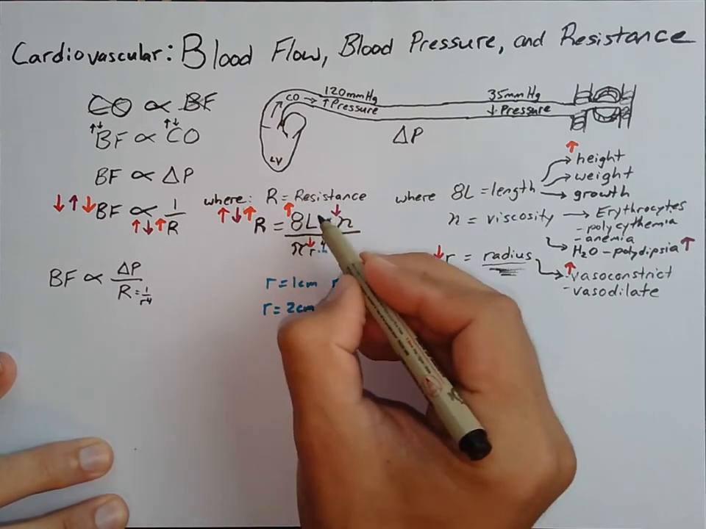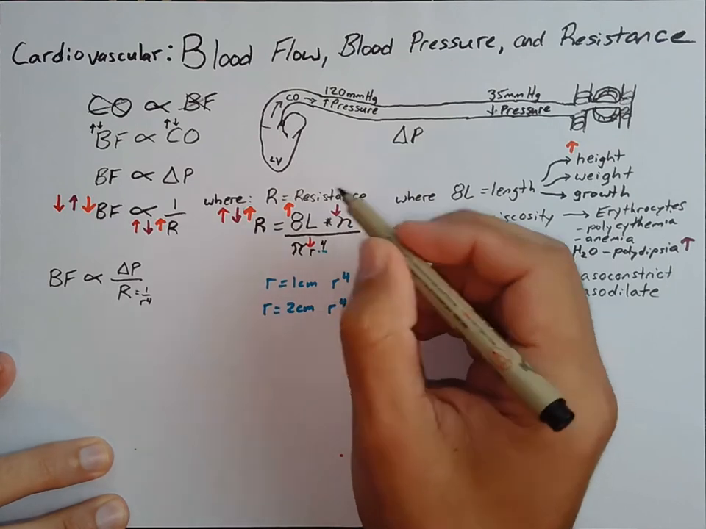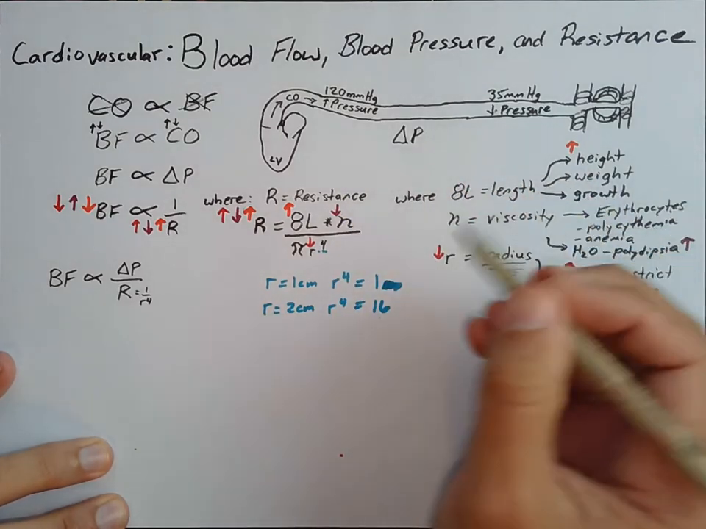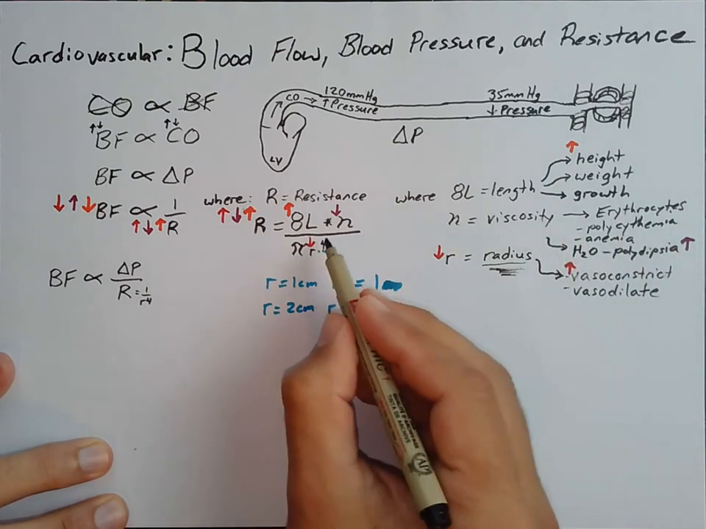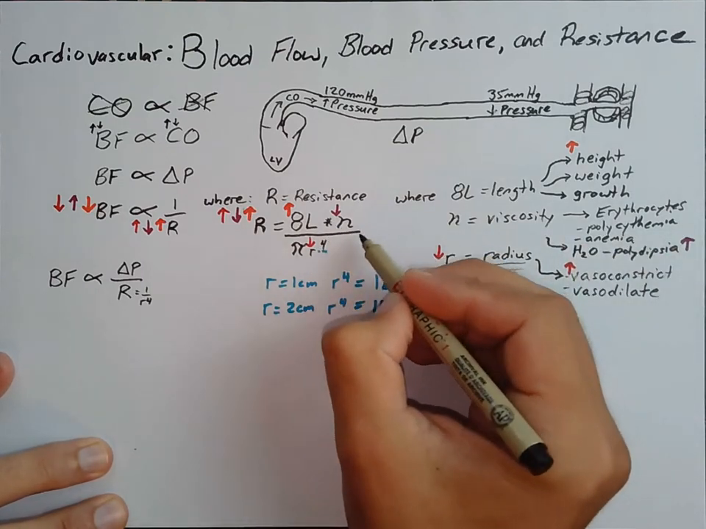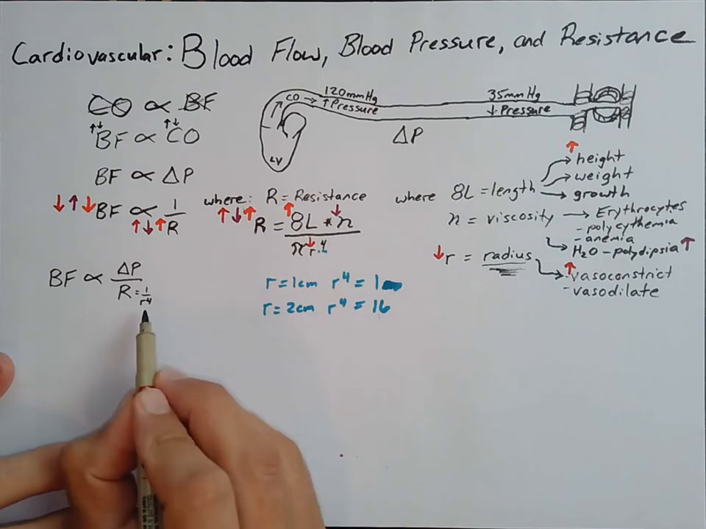The length, healthy patient, don't worry about it. The viscosity, healthy patient, don't worry about it. Pi, don't worry about it. It's 3.14. So the most important thing that happens out of this is 1 over r to the fourth, and we can actually take and represent that over here.